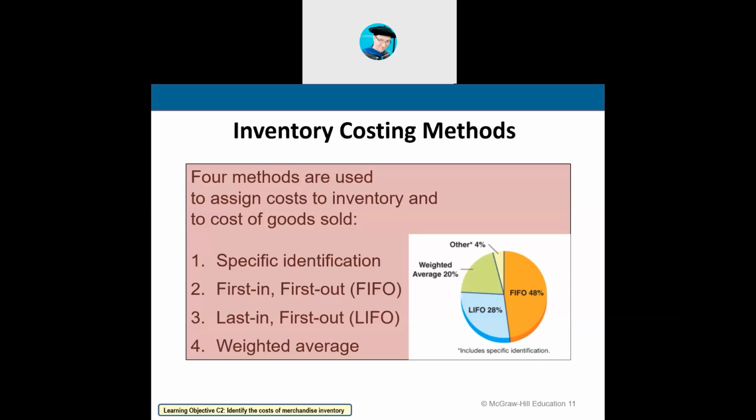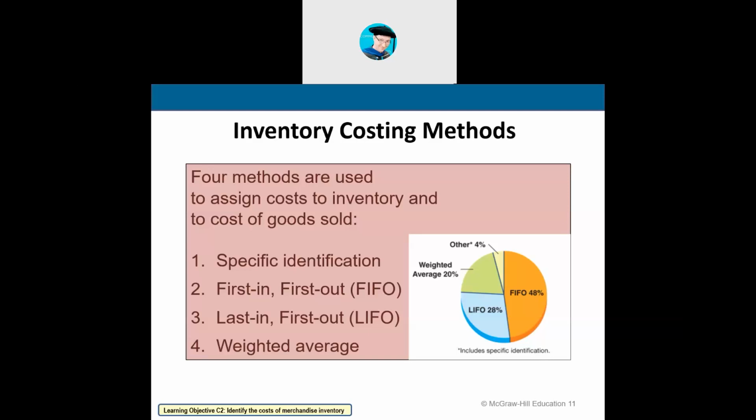Last in, first out. The last in, first out method is used by about 28% of companies. With these types of companies, the last one in is the first one out. Those might be retailers of physical products that do not go bad over time. An example of that might be Best Buy. They sell electronics primarily. Best Buy might use the last in, first out method because they don't care about the order in which they sold. Goes on the shelf, comes off the shelf, goes on the shelf, comes off the shelf.